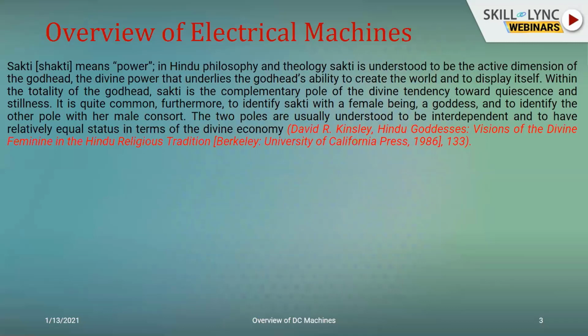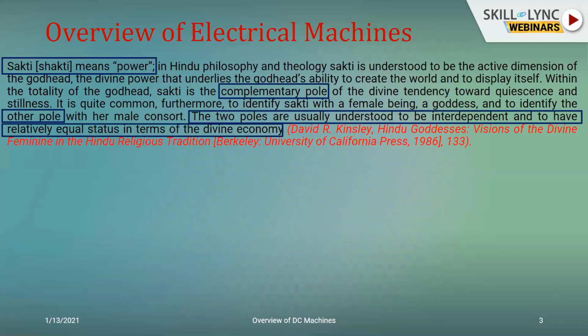So from here, the same interpretation is applied in every characteristic of machines. The keywords to be taken out of this quote are the power, that is Shakti, then the complementary pole, the other pole, and the two poles are usually understood to be interdependent and to have relatively equal status in terms of the divine economy. So you just need to focus on these keywords to understand everything about electrical machines.